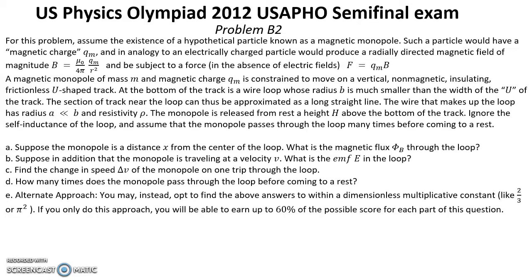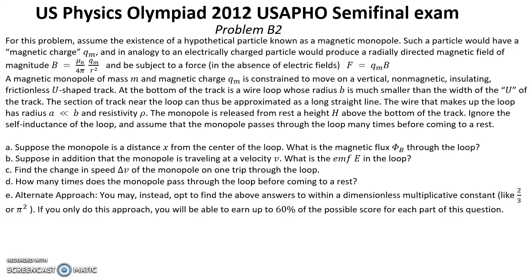The monopole is released from rest at a height h above the bottom of the track. Ignore the self-inductance of the loop and assume that the monopole passes through the loop many times before coming to a rest. Question A. Suppose the monopole is a distance x from the center of the loop.